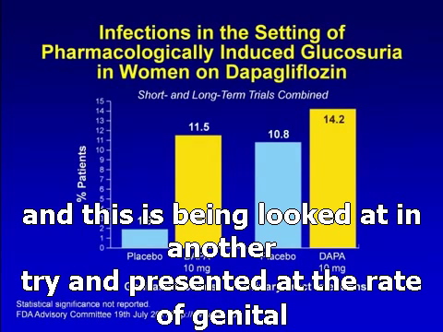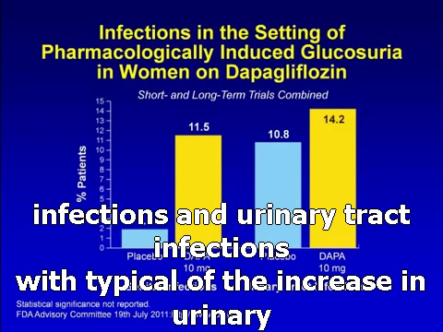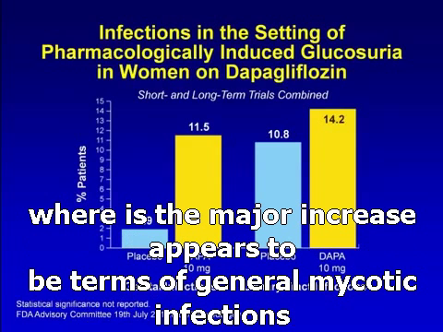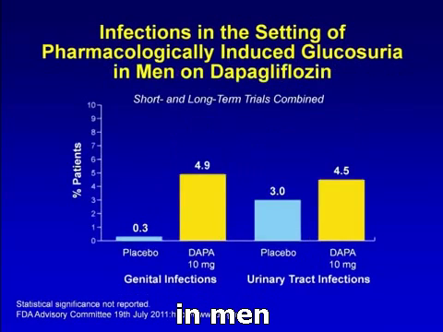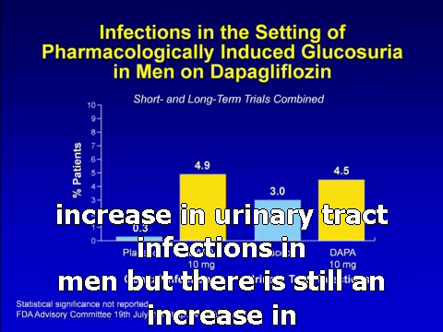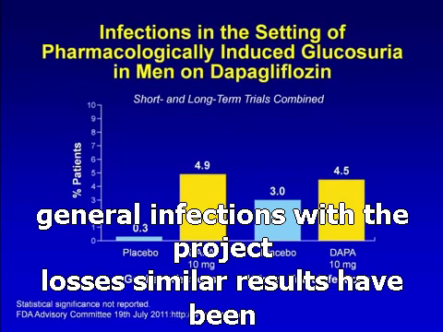And this has been looked at in another trial and presented at the FDA on the rates of genital infections and urinary tract infections with dapagliflozin. The increase in urinary tract infections compared to placebo is actually quite small, whereas the major increase appears to be in terms of genital mycotic infections. In men, the rates of these infections are much lower. You see that there is virtually no increase in urinary tract infections in men, but there is still an increase in genital infections with dapagliflozin.